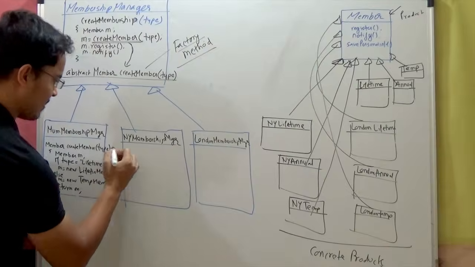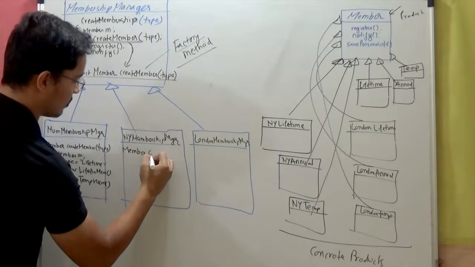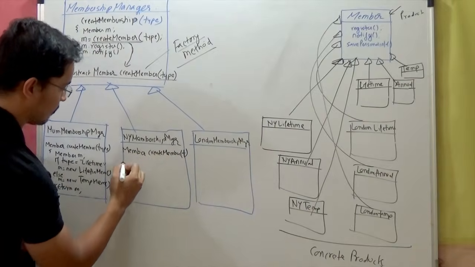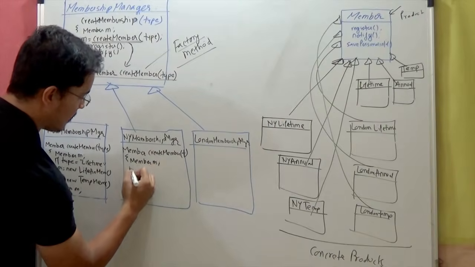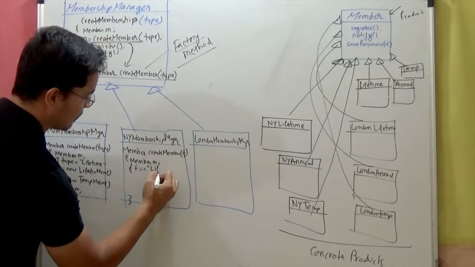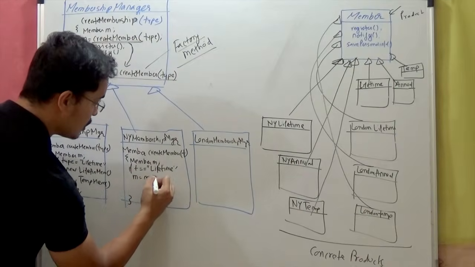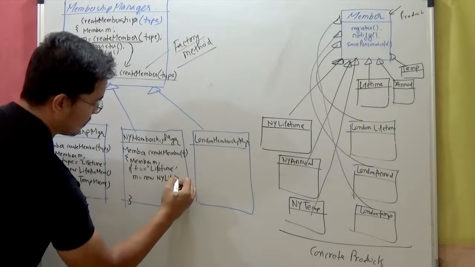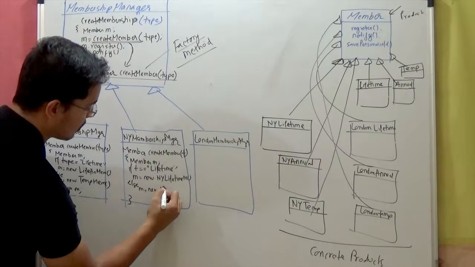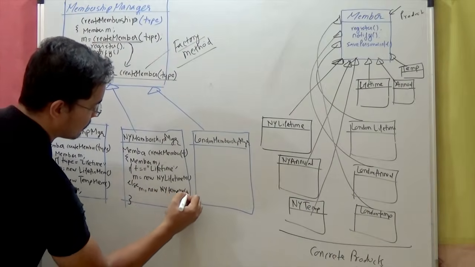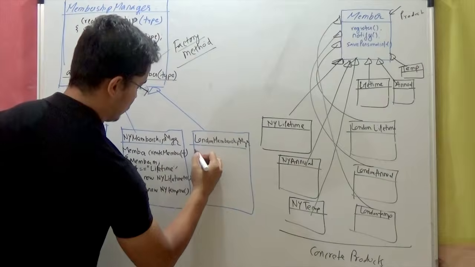New York membership manager, similarly, it will also provide the implementation for the create member method, right? So create member, it will also have a type argument, and it will say Member M, if type equal to lifetime, but here it will create M equal to new New York lifetime member. Correct? Else M equal to New York temporary member. Right? Similarly, the London membership manager will also implement the factory method.